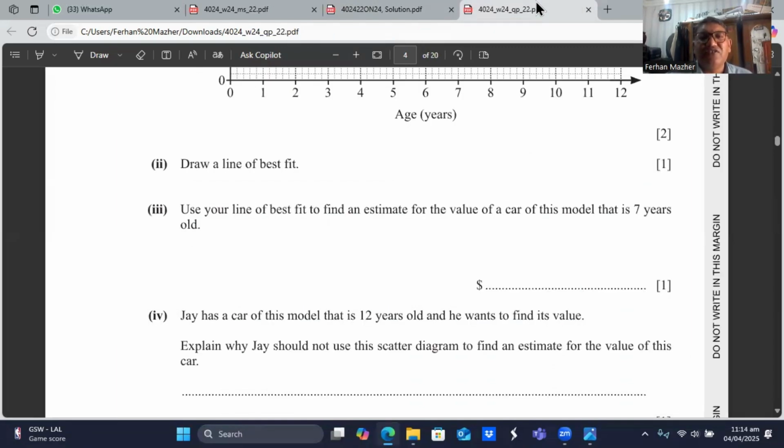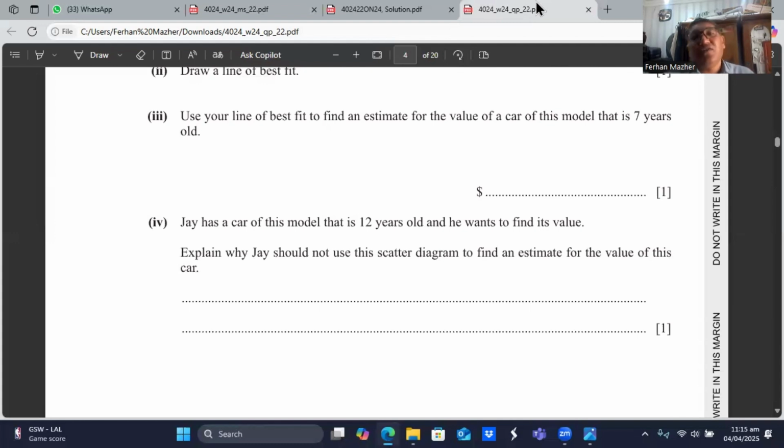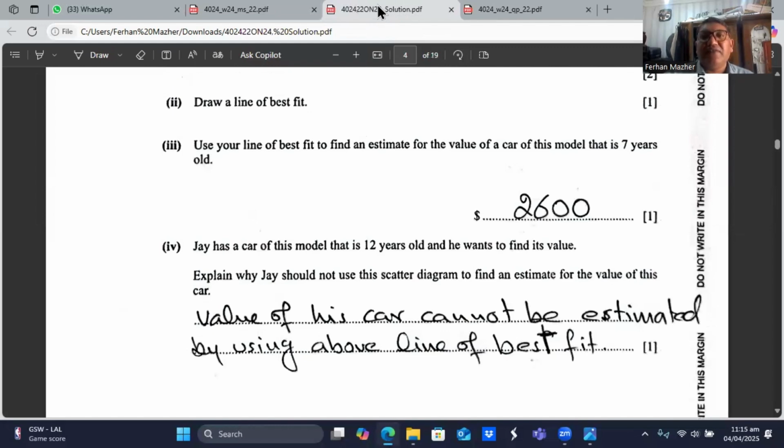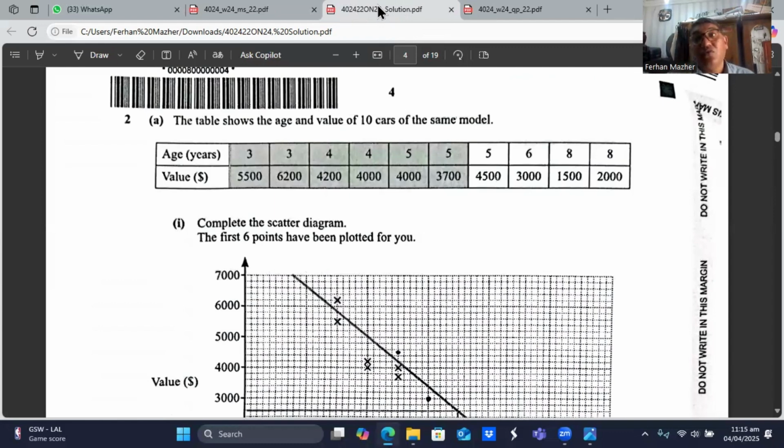Then the next question is, J has a car of this model that is 12 years old, and he wants to find its value. Explain why J should not use this scatter diagram to find an estimate for the value of this car. If you look at the data, the data do not have any value for 12 years, or 10 years, or 9 years, or 11 years.